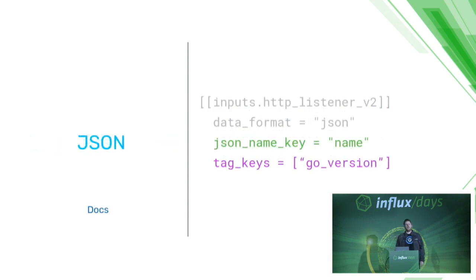Now, if you're using the JSON format, there is a little bit of extra configuration that's required. You have to tell it how to parse that JSON as well. So here, we're just saying that anything within the JSON we want to consider a tag would be called goversion. We can add as many of the JSON keys there as we want, and they will all be added as tags. If we want to override or use one of the JSON values for the measurement or metric name, we can specify that as well.